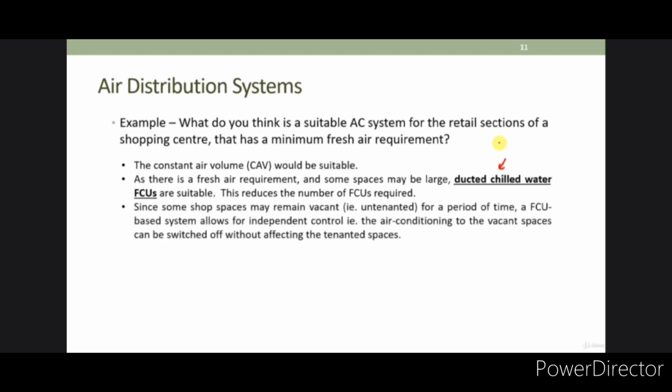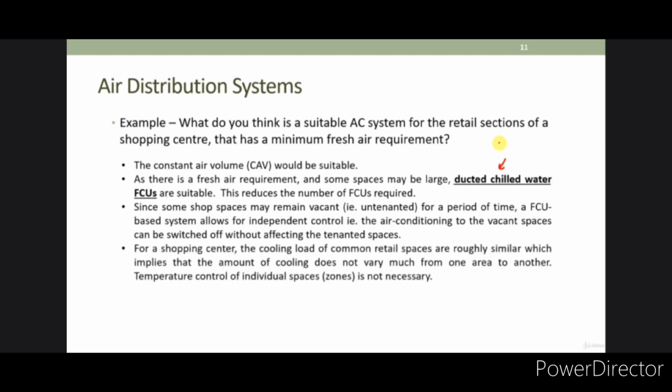And there may be chances that some shop spaces may remain vacant. That means nobody occupies it for a period of time, and it doesn't make sense to still supply cold air into the room. So if it's a fan coil unit, then for independent control sake, you can just switch off the fan coil unit that serves the space that is not occupied.